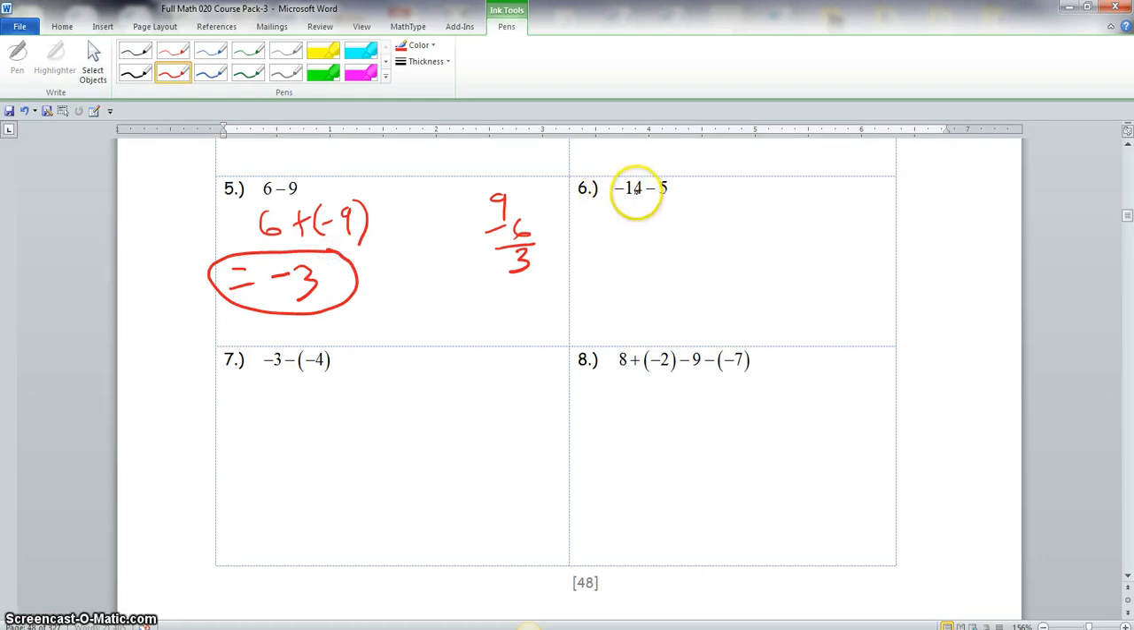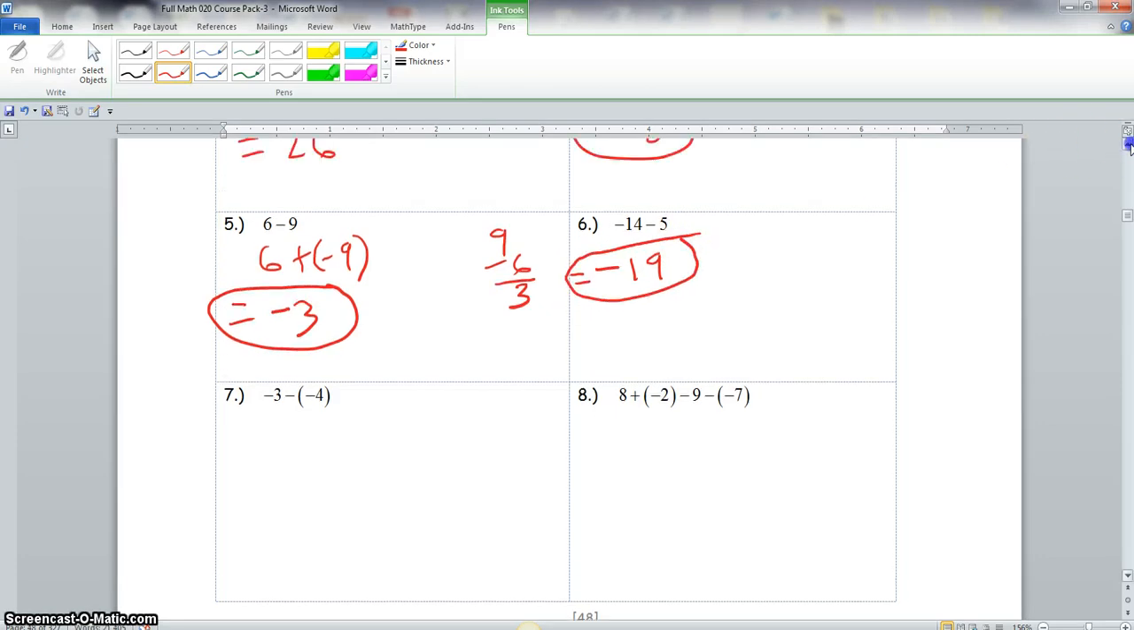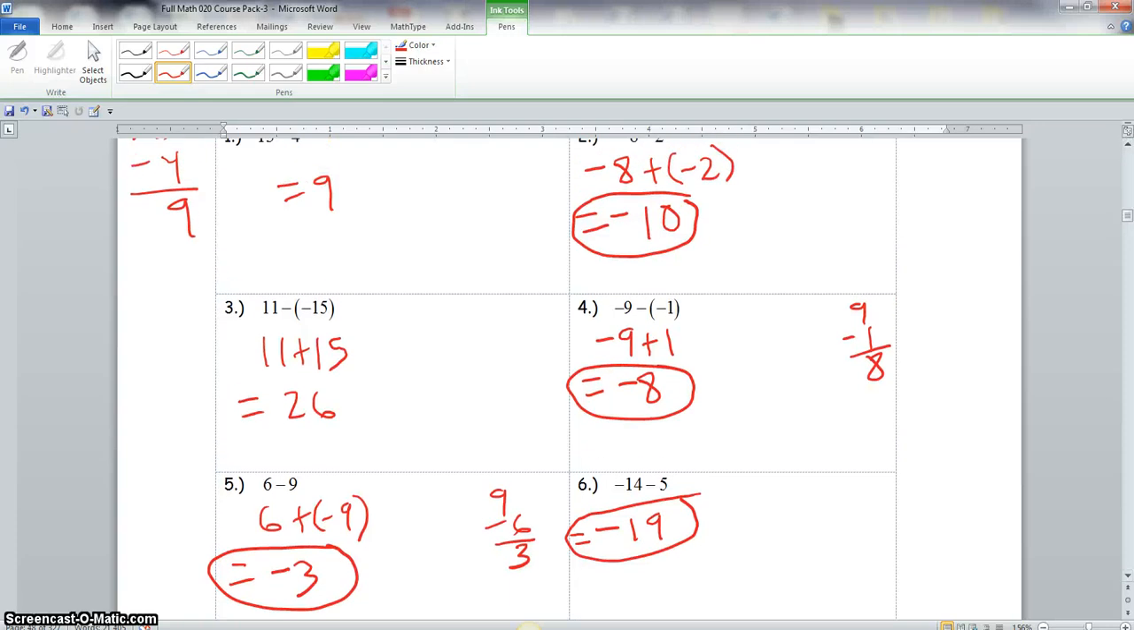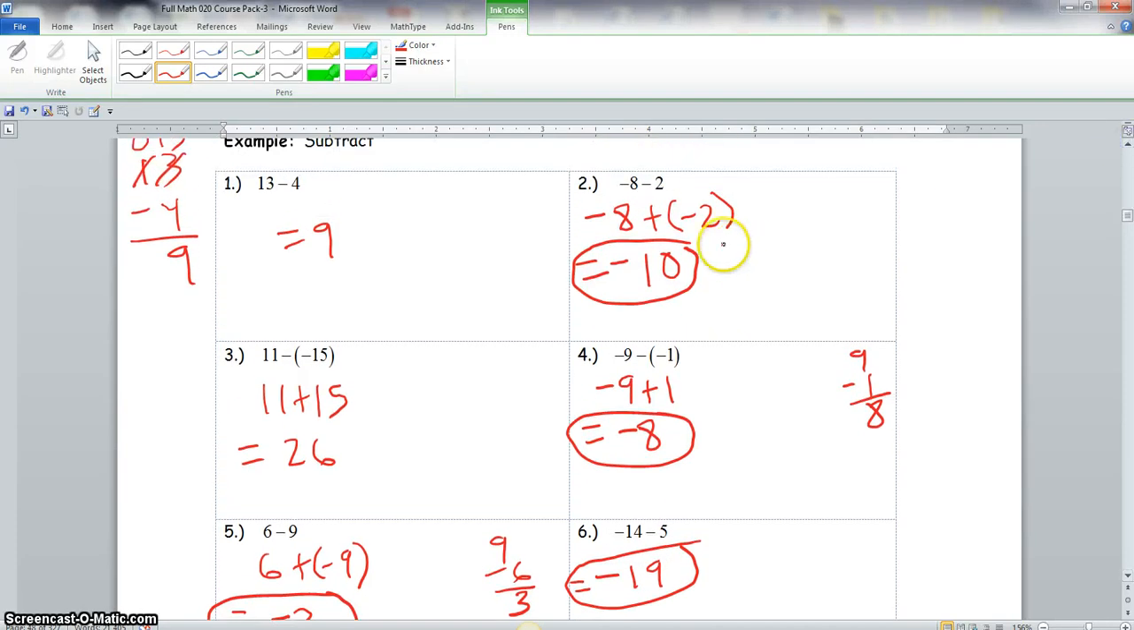Now we come here to number 6. Now I'm not going to write down again what you should be thinking in your head. You should know that this will give us a negative 19. Now, for some reason this number disappeared, but it is a negative 19, just for clarity's sake. If you need to see what you should be thinking in your head, you can go right back up here to problem number 2. Problem number 2 and problem number 6 are similar. So you should be thinking in your head this and then write down your answer.